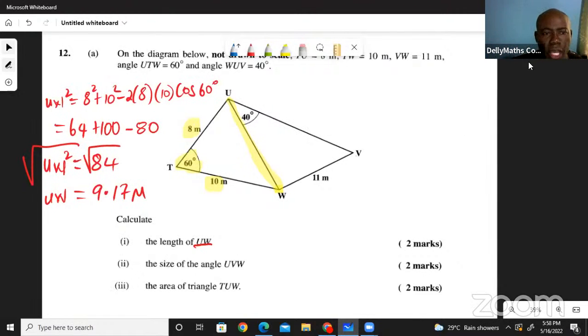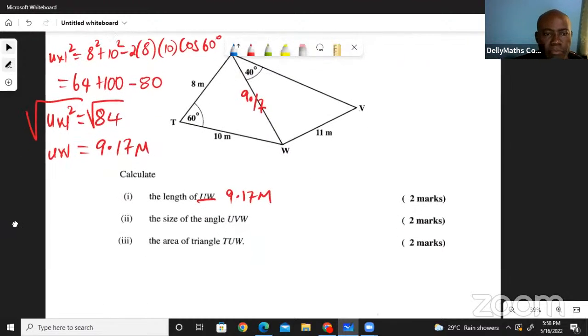All right, good. So that's what we just found. What I'm going to do is label that side that we just found. We just found this to be 9.17. All right, let's look at the next question. So right now we have 9.17 meters for that right there, going up.